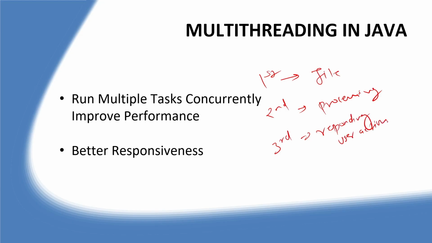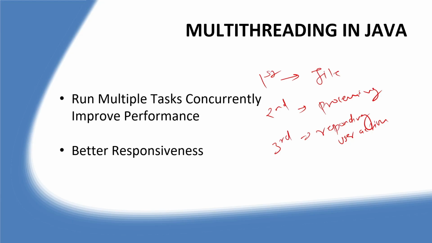If these tasks execute one after the other, the second task may have to wait until the first task finishes, and the third task may have to wait even longer. For some applications, sequential execution can make the program slow or unresponsive. This is where threads become useful.